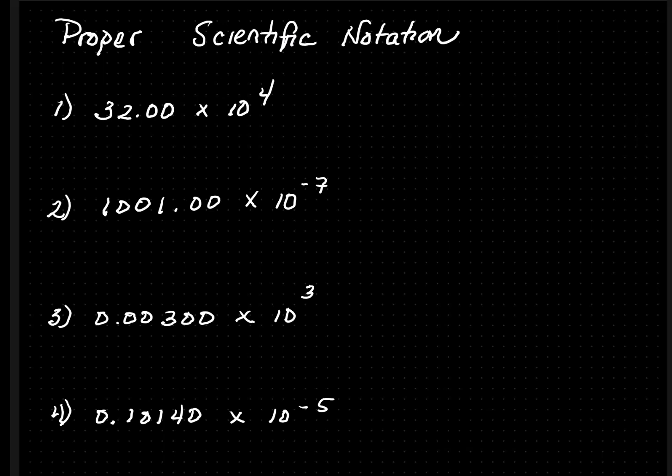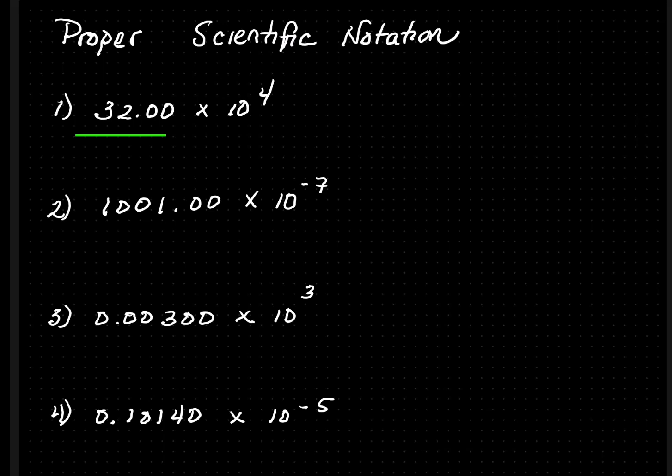If you can't do these problems in your head, the easiest way to solve these is to break them into parts. So we have 32.00 times 10 to the 4th. The first thing you're going to do is ignore the exponent, and take this first part of the number and write it into proper scientific notation.